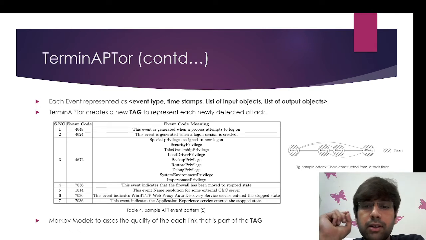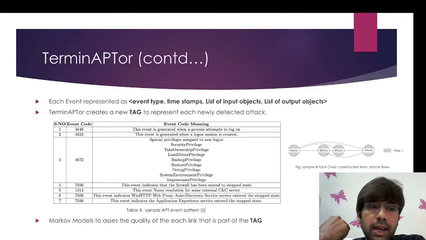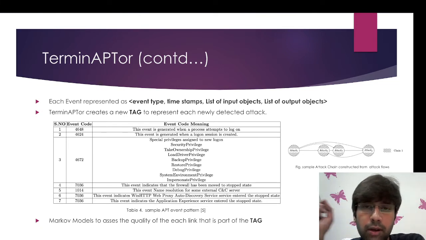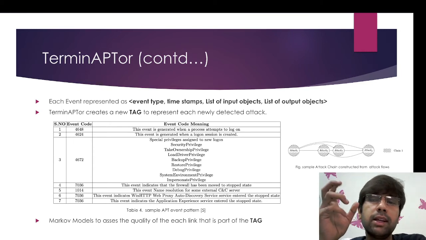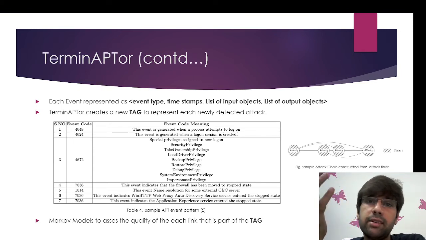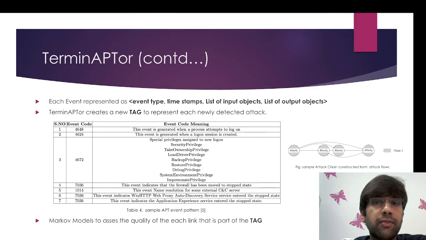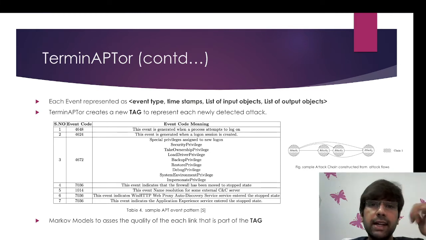based on this kind of information flow of events, Terminaptor creates a tag for a newly detected attack, and they use Markov chain models to assess the valid links of these APT attack flows, so that we can guess what kinds of links will lead to APT attacks. Based on that, Terminaptor will raise alerts, and the security team will observe that machine and try to take it down from the victim network. This is the high level idea of this Terminaptor application for APT detection.